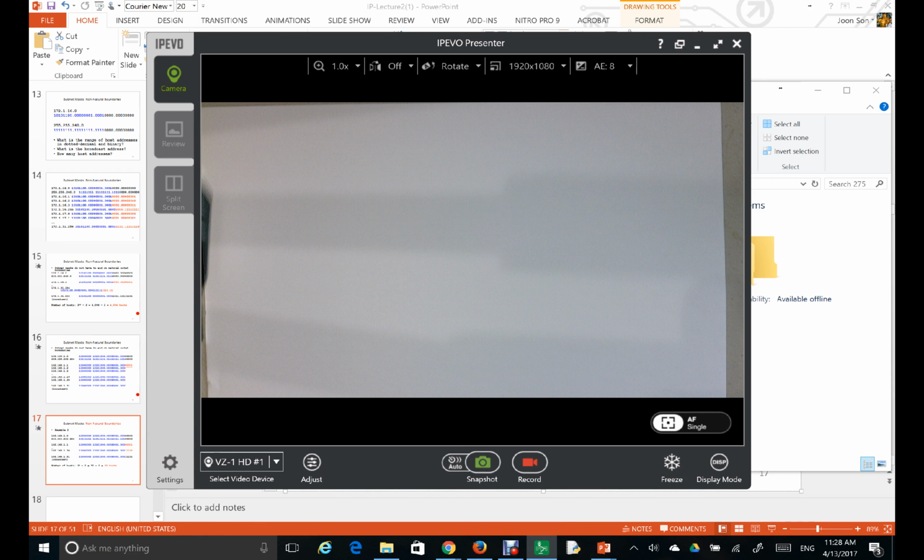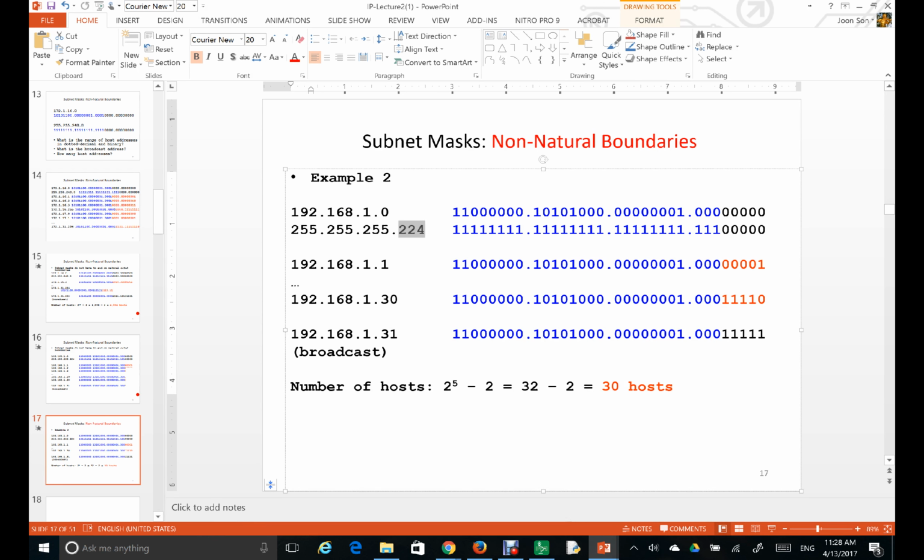Okay, so let's take a look at the next example. When I give you 192.168.1.0, and then if this is the subnet mask, I'm going to ask you the same question. What is the network address, what is the broadcast address, and what is the last usable host IP address, etc.? So let's do this.